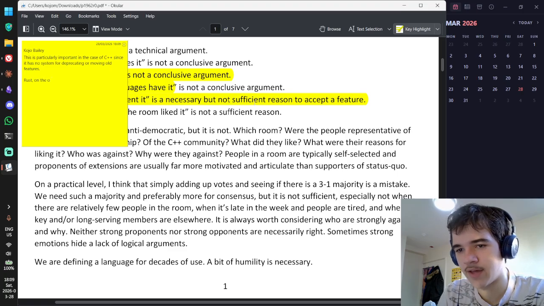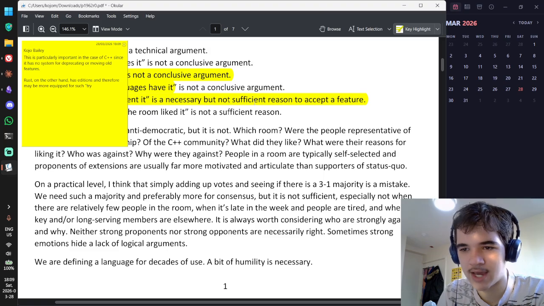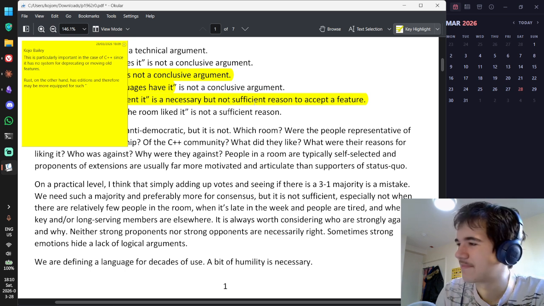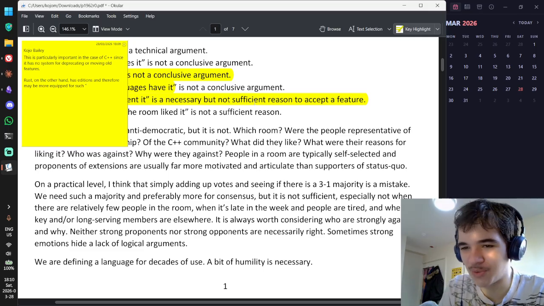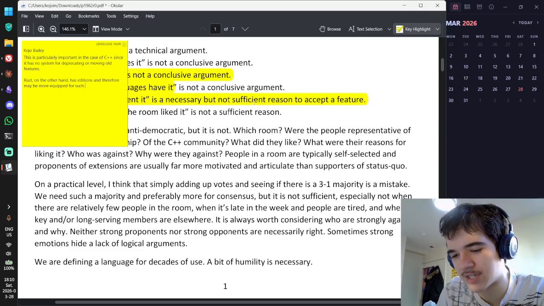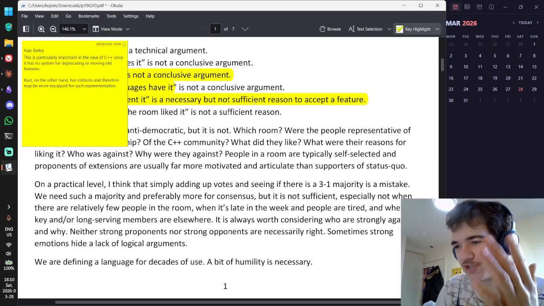Rust, on the other hand, has editions and therefore may be more equipped for such experimentation, right? It's not throwing stuff at the wall, but it's for such experimentation. Just use formal language. Oh my god.